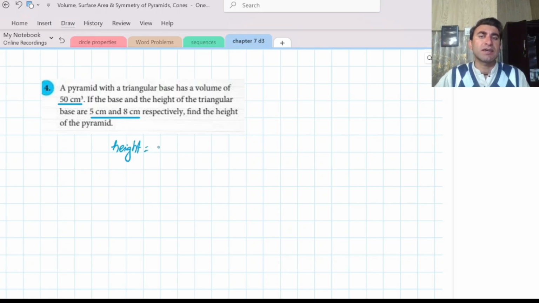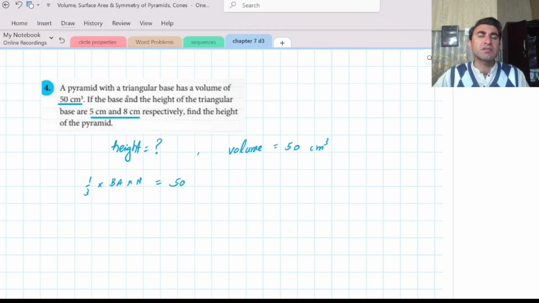Now we have to figure out the height of the pyramid, and we are given the volume of the pyramid. We will start with the volume definitely, and we know volume is 50 centimeter cube. As we know, the formula for volume is 1/3 the base area multiplied by height, and now it equals 50.